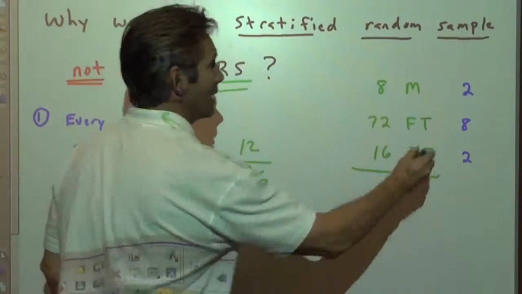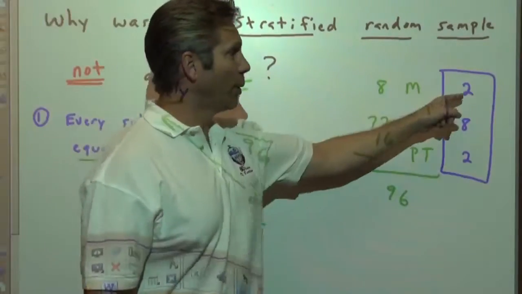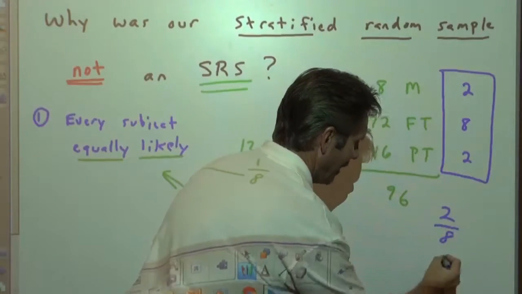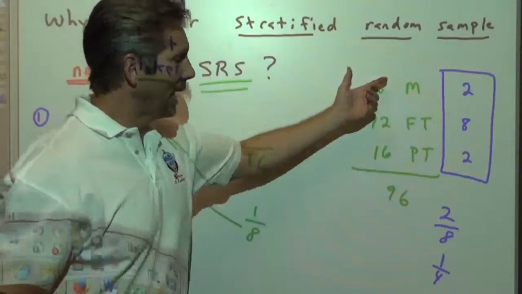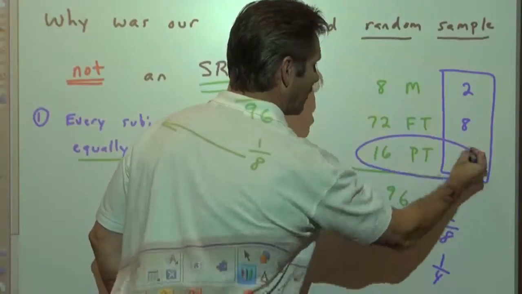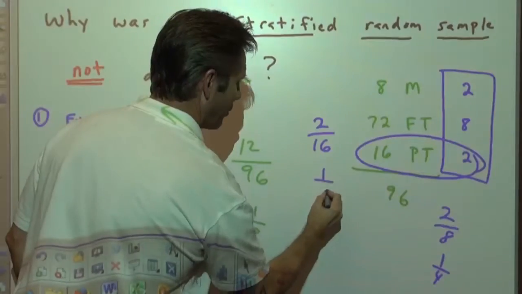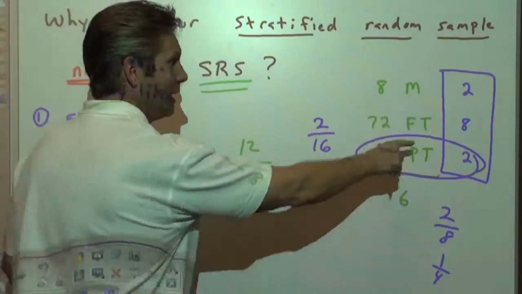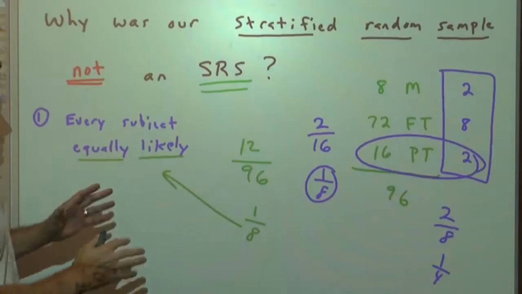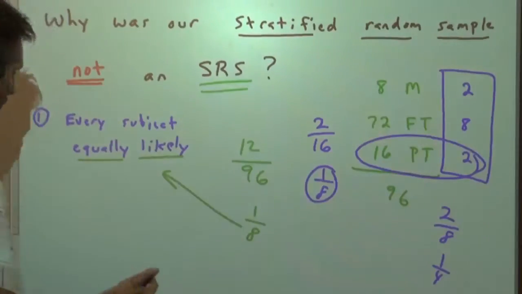But that's not happening when we took our stratified random sample. Because if you were a manager, you knew we were going to take 2 out of those 8 managers. Well, 2 out of 8 simplifies to 1 out of 4. Every manager has a 1 out of 4 chance of being selected. But if you go down here to the part-timers, we were only going to take 2 out of 16. That's a 1/8 chance of being selected if you're a part-timer. It's a 1/9 chance if you're a full-timer. So not every subject is equally likely to be selected in a stratified sample like they are in an SRS.